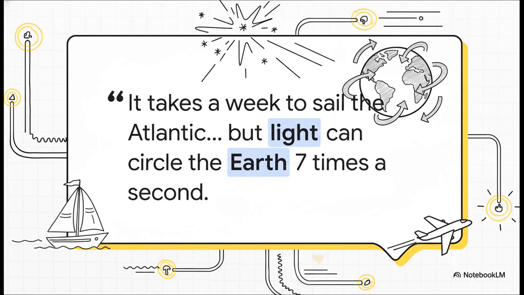And just to give you a sense of the incredible speed we're talking about, I love this quote from a Reddit user. It really puts it into perspective. It takes a week to sail across the Atlantic, right? But light can travel around the entire Earth 7 times in a single second. And that's the speed we're dealing with here. We're not talking about planes or boats. We're talking about data moving at pretty much the speed of light.